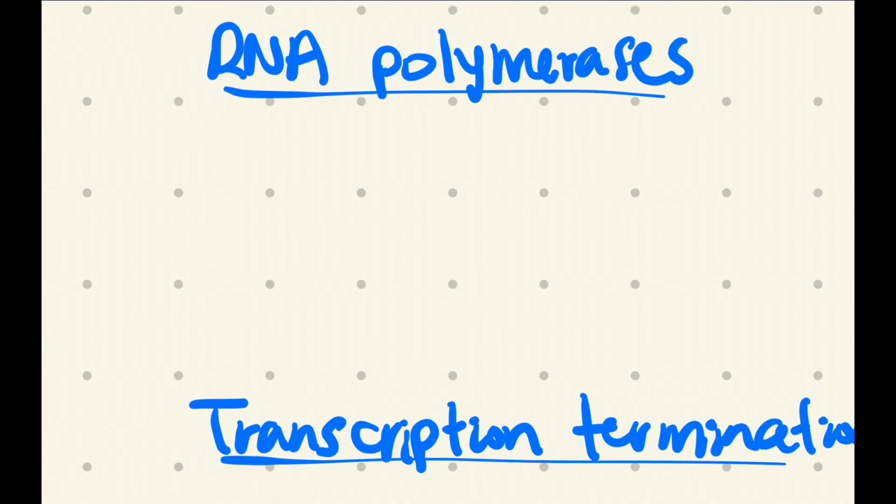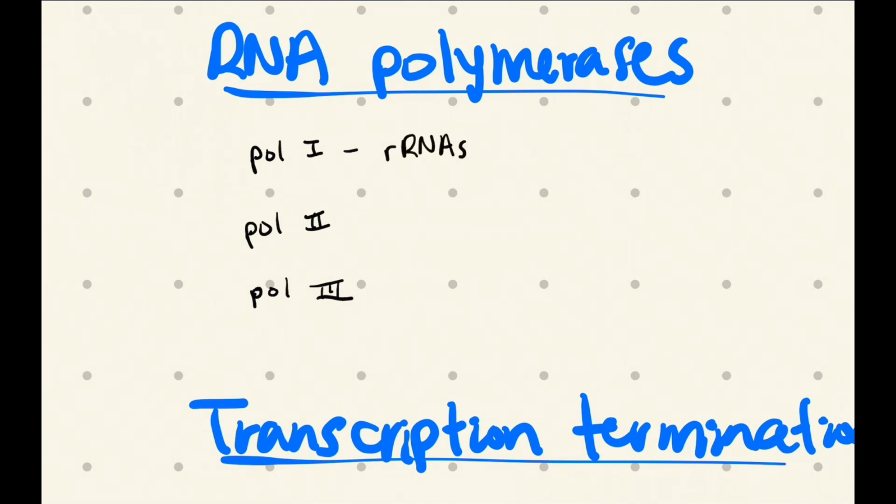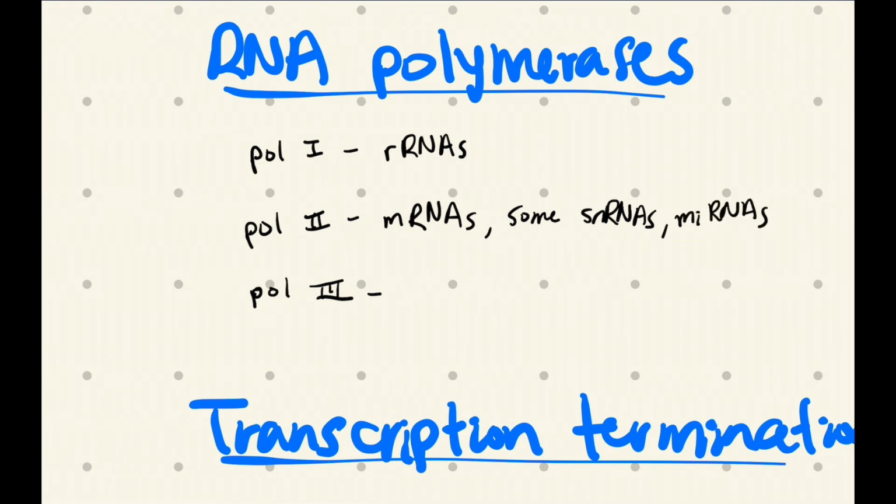Okay. So there are going to be 3 major types of RNA polymerases. It's going to be RNA polymerase 1, RNA polymerase 2, and RNA polymerase 3. Your RNA polymerase 1 is going to be only for rRNAs. Now this is very important. If you don't take away anything else, just make sure that you know this at the very minimum. So your RNA polymerase 2 is actually going to be your mRNAs and some snRNAs, as well as all of your microRNAs. And then your RNA polymerase 3 is going to be your tRNAs, along with some snRNAs.